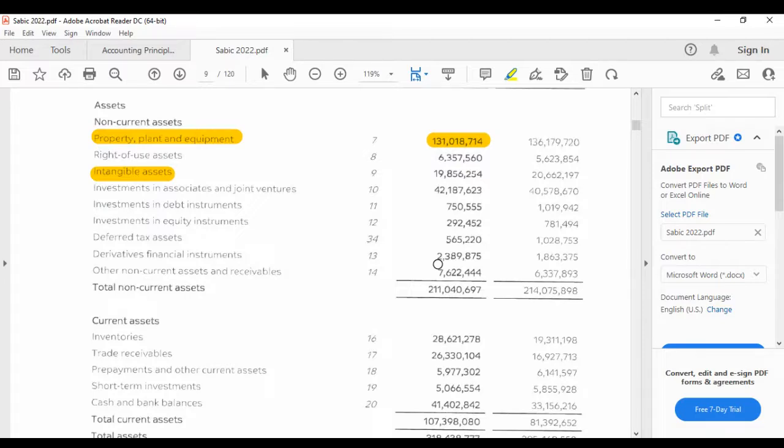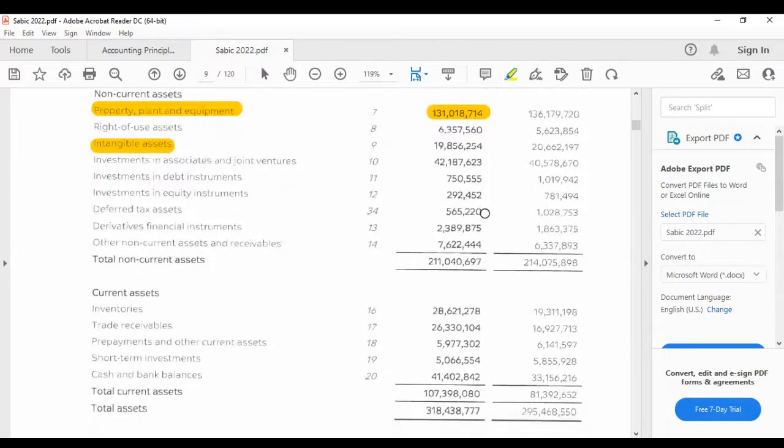Now remember, if you look here, there are numbers. How did these numbers appear here? It is because of accounting. We get the number here by making some journal entries in accounting about property, plant, and equipment, and it showed us this number, right?